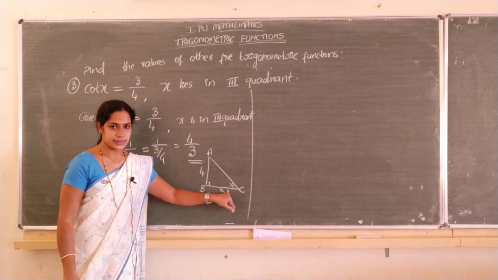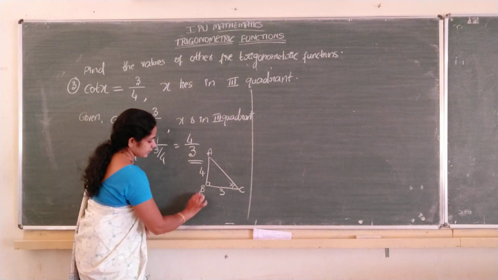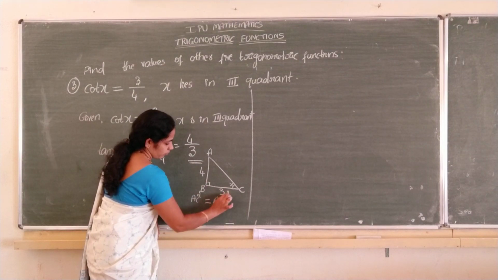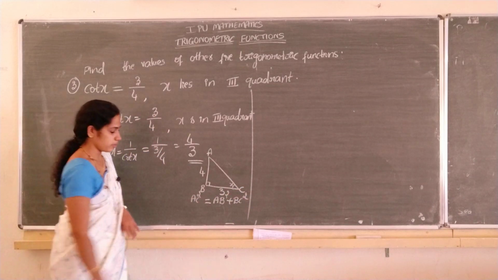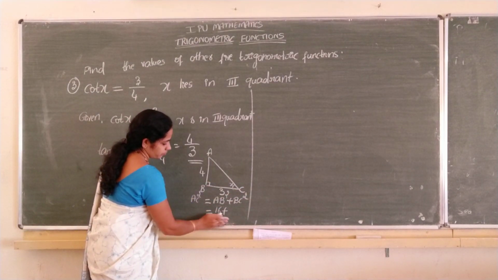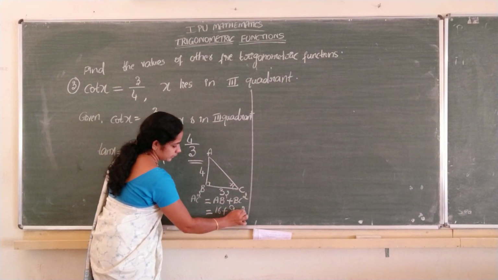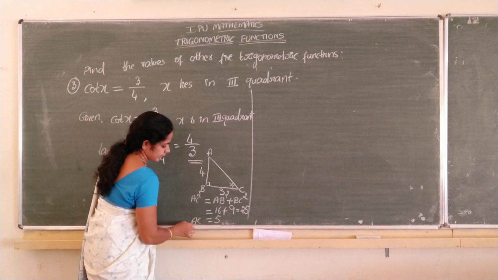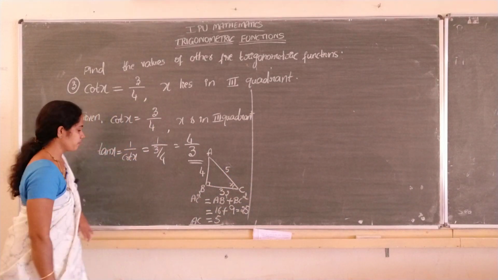Opposite by adjacent. How can we find AC square? Here AC square equals AB square plus BC square by the Pythagoras theorem. AB square is 16, BC square is 9, so this is 25. What is AC now? The AC value is 5.